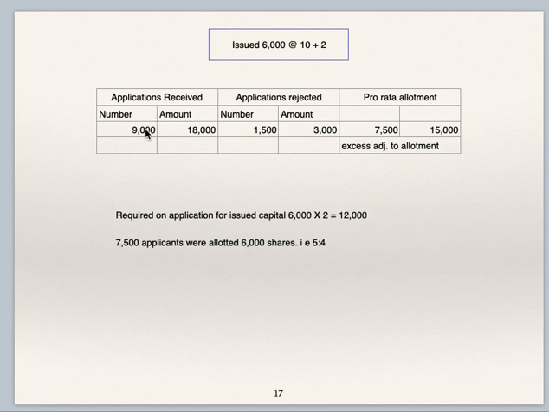Applications received are 9000. So application money received is 9000 into 2, 18000. 7500 applicants were allotted 6000 shares, ratio is 5:4, and 1500 applications are rejected. So 1500 into 2, 3000 is refunded back. On 7500 applications, they have received 15000 rupees. But required on application for issued capital is 6000 into 2 is 12000. So 15000 minus 12000, 3000 will get adjusted towards allotment.